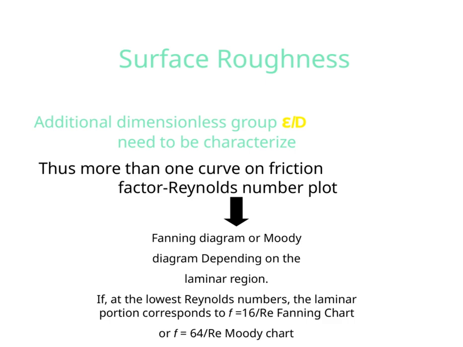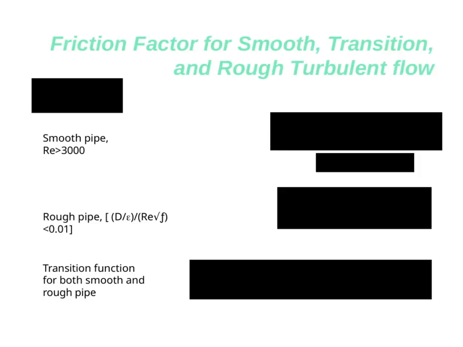Surface roughness also plays a role here. Here, we're looking at a key condition for rough pipes, when the ratio of the pipe's roughness to a certain flow parameter is less than 0.01. This slide introduces a transition function that applies to both smooth and rough pipes. It covers smooth pipes when the Reynolds number is above 3000, as well as rough turbulent flow. We'll also explore how the friction factor behaves in smooth pipes during the transition phase. This sets the stage for understanding flow resistance across different pipe conditions.